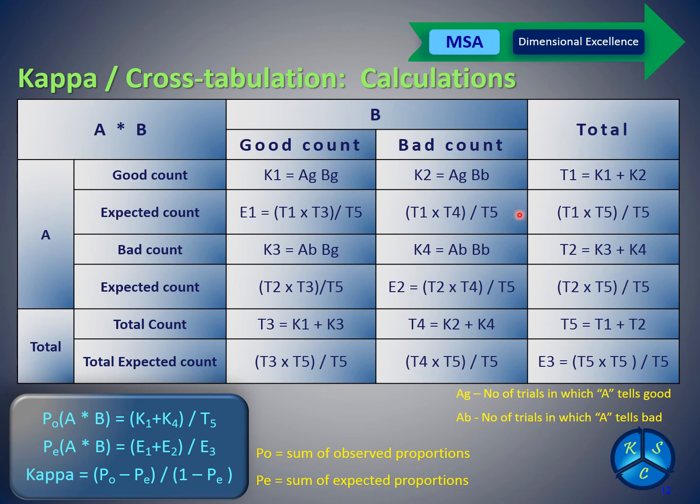Now a similar table needs to be drawn and calculations need to be done for B and C, C and A, and then A with respect to reference, B with respect to reference, and C with respect to reference. And after that, let us see what the interpretations and acceptance criteria of this kappa value are.